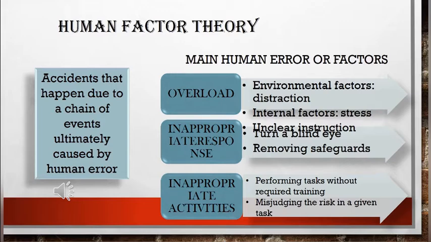The second factor is inappropriate response by turning a blind eye. Turn a blind eye means when we see that something is clearly off or it is not safe, but we decided to ignore them. For example, when we detect a hazard but didn't correct it, or just ignoring safety warnings. And second one is removing safeguard. The third factor is inappropriate activities. For example, performing tasks without required training and misjudging the risk in a given task.